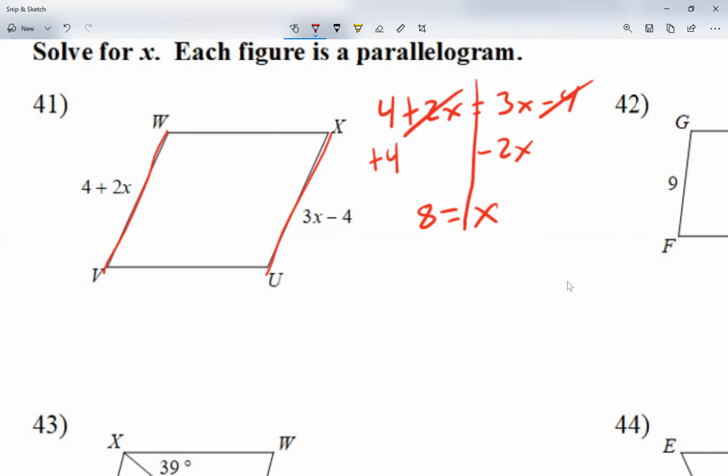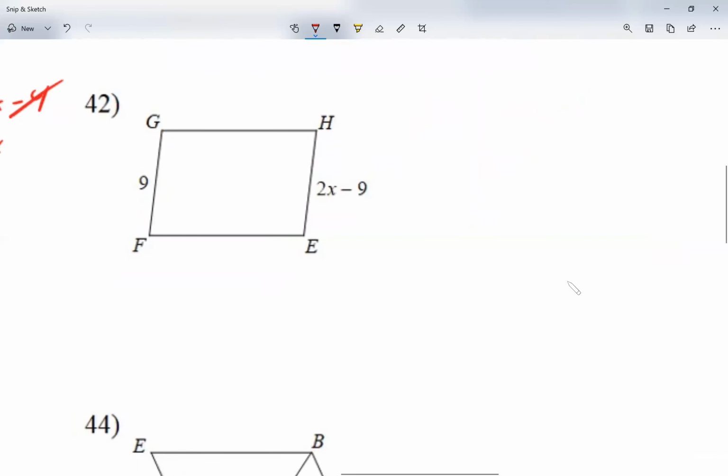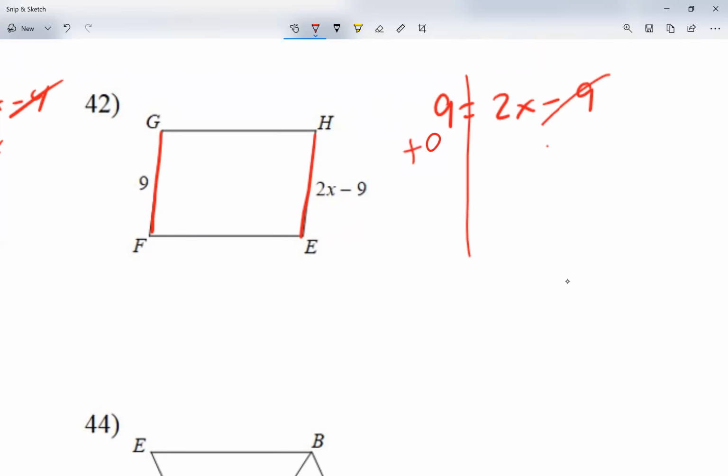Let's take a look at another example. In here, I'm also looking at the sides. Right? This side is equal to this side. So I'm going to say 9 is equal to 2x minus 9. Separate them through the equal sign. I'm going to get the 2x by itself. So the minus 9, I'm going to move it over as a plus 9 to the other side. So I get that 18 is equal to 2x. To get the x by itself, let's divide both sides by 2. So 9 is equal to x.